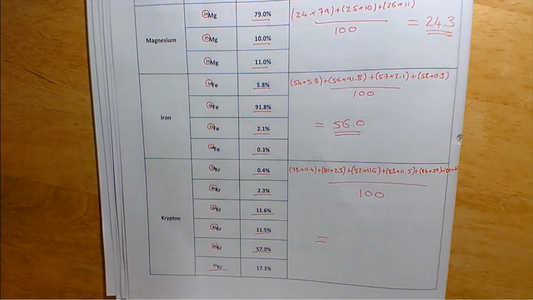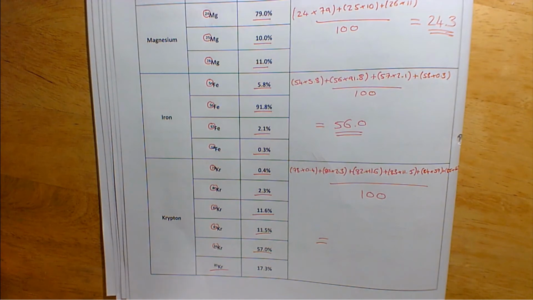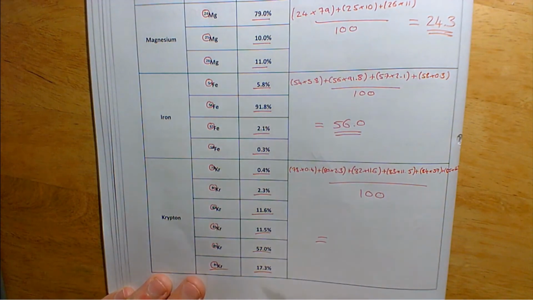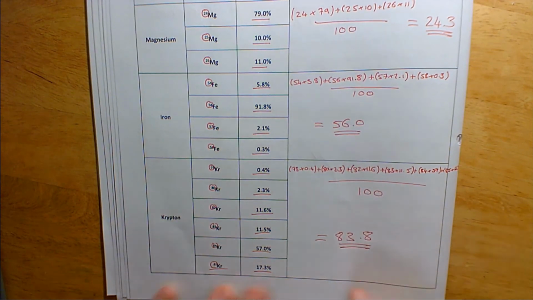Type all of that in. So 78 times 0.4 plus 80 times 2.3 plus 82 times 11.6 plus 83 times 11.5 plus 84 times 57 plus 85 times 17.3, all over 100. And again, we know our answer needs to be between 78 and 85, and it is probably going to be closest to 84 because that's the most abundant isotope, and our answer actually comes out as 83.8, which is as we were expecting.